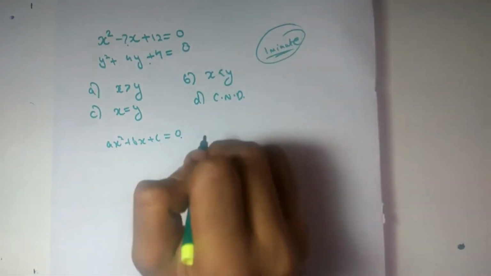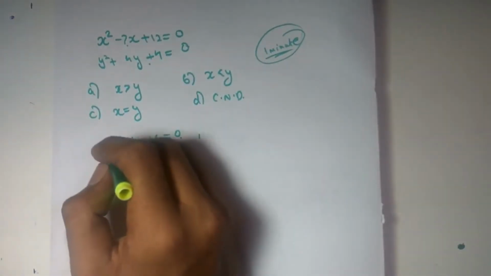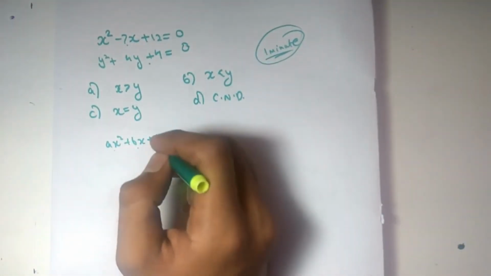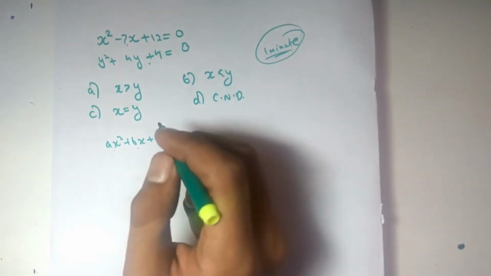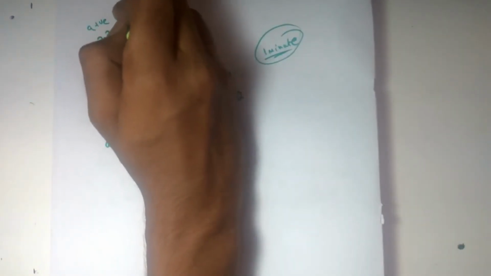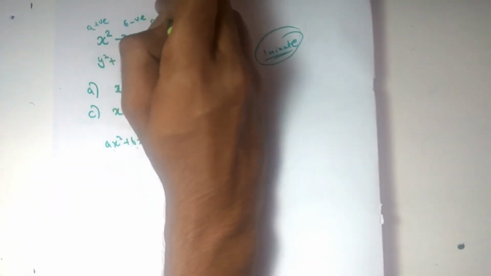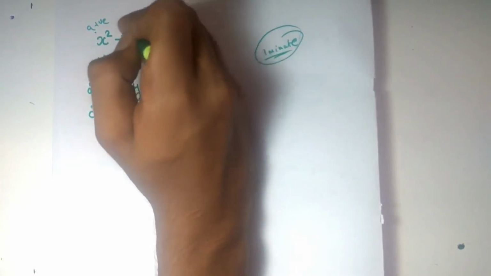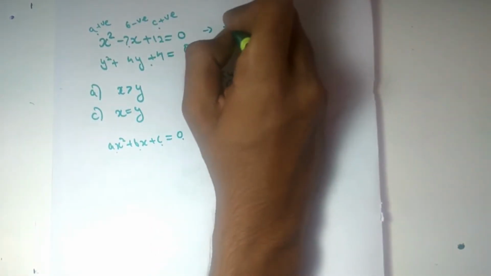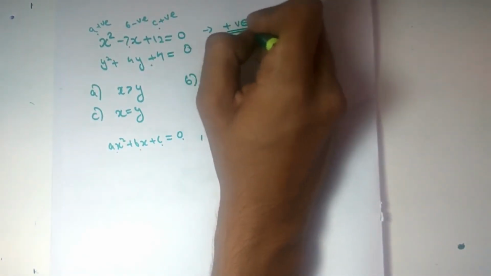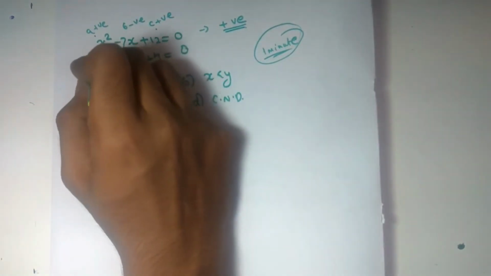When a, b and c are positive, the root would be negative, and when a is positive, c is positive and b is negative, then the root would be positive. So in this case, a is positive, b is negative, and c is positive. So when a is positive, c is positive and b is negative, then the root would be positive.